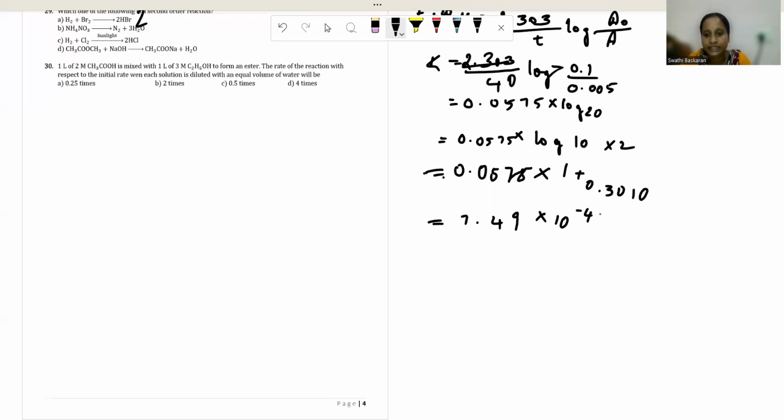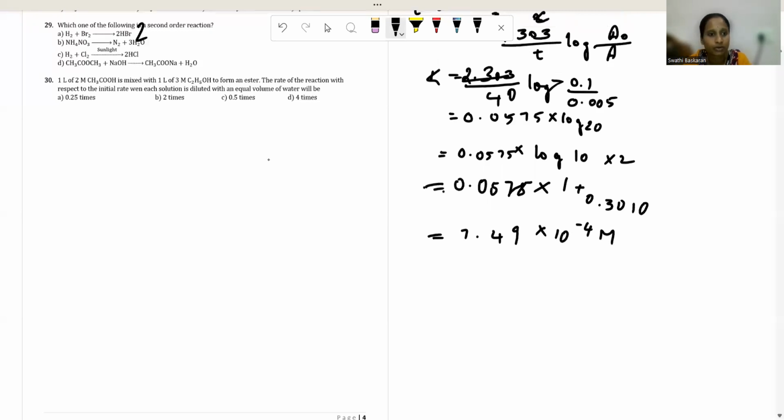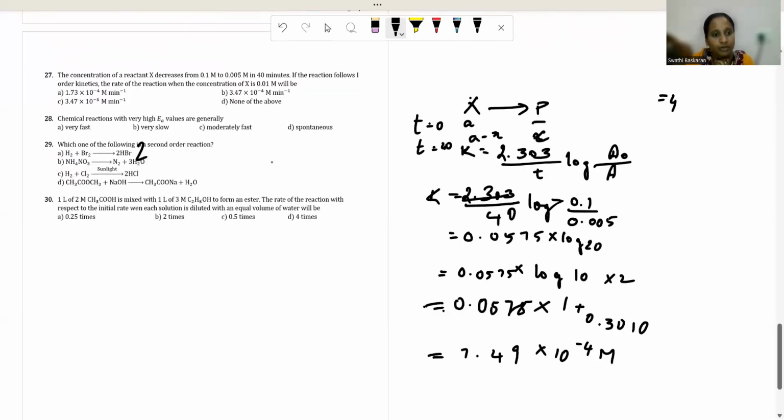Concentration, right? So mole per liter or molarity. And what is the value that is being given here? So here 7.49 is not there in option A, option B, option C. So hence none of the above is the correct option.